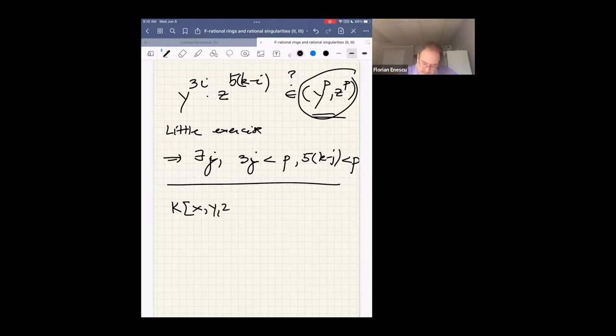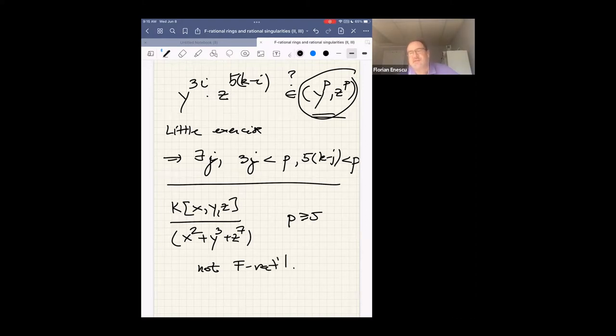You can redo the computation to see what happens if you have this ring. Well, I can actually argue that this is a little easier when the characteristic is greater than five. So here you can actually show that this ring is not F-rational. In some sense, it's easier to show that something is not F-rational if you have a good guess about what the element will be in the tight closure.